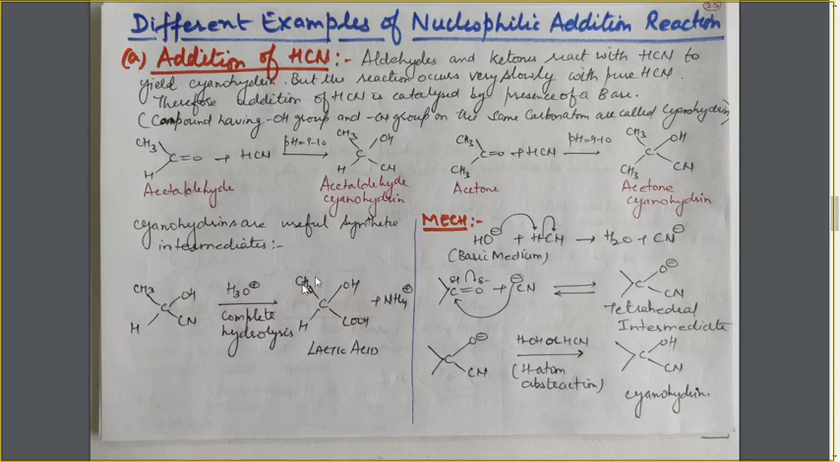And what is this cyanohydrin? This is acetaldehyde cyanohydrin. That is, to prepare lactic acid, this acetaldehyde cyanohydrin is prepared, and on complete hydrolysis of this compound with dilute acid, the CN group is hydrolyzed completely and will give us lactic acid. That is, CN is converted into COOH.